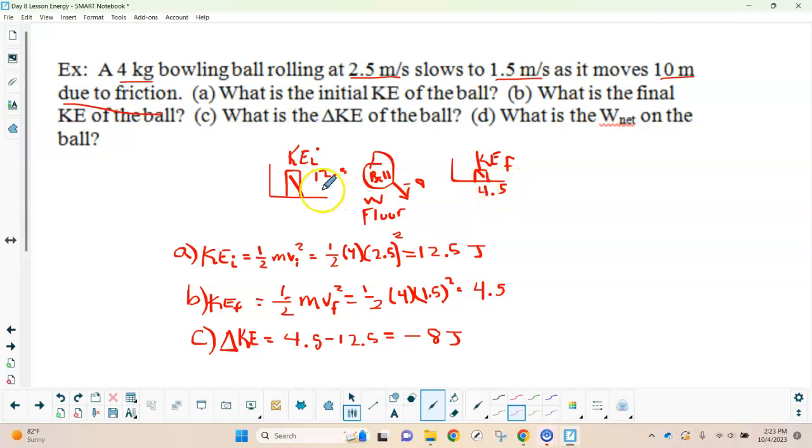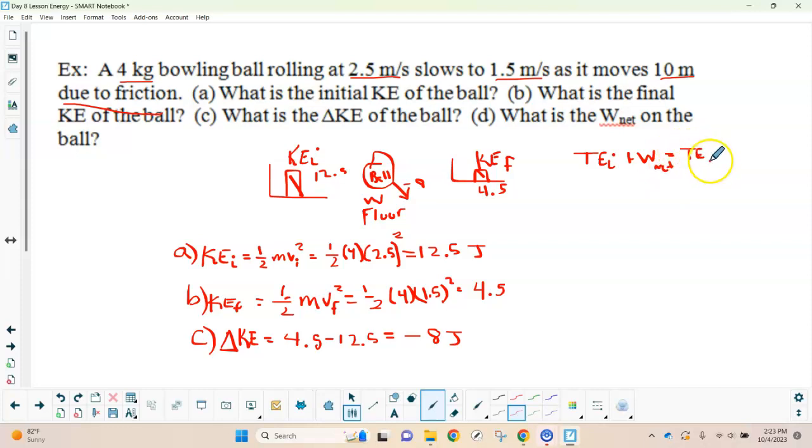That is the idea. So again, it's just the energy in the beginning, the total energy initial, plus the net work should get you the total energy final.